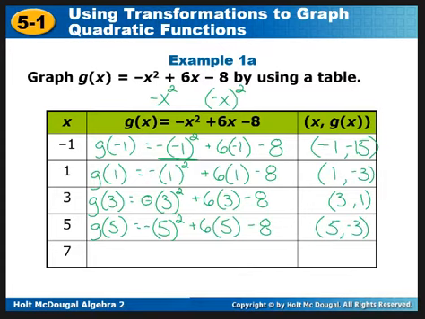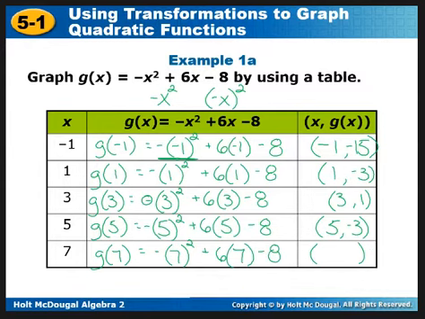All right, then the last one, g of 7. We're going to square the 7. 6 times 7 minus 8. We'll get our 5th point that we can work with here. So 49, make it negative. So -49 plus 42 is going to be -7 minus 8 is -15. Okay, so hopefully you were able to get all those points.